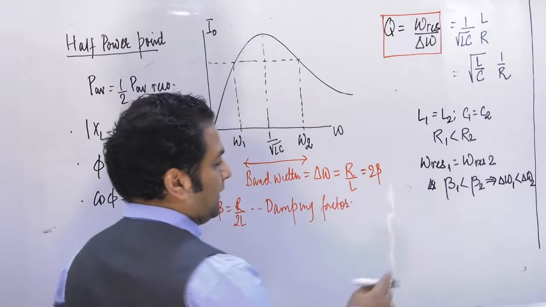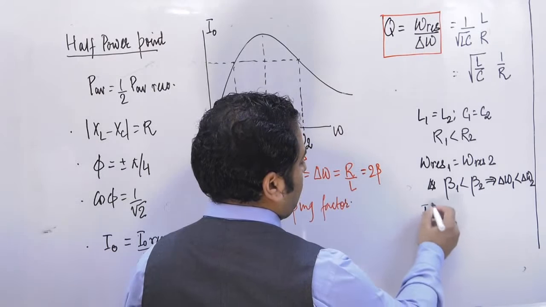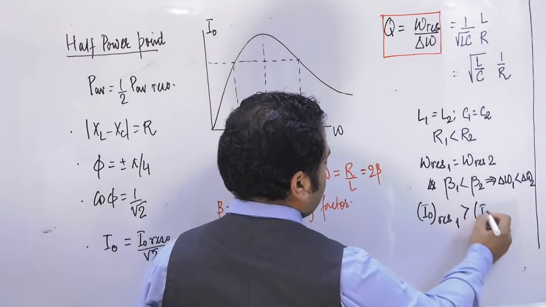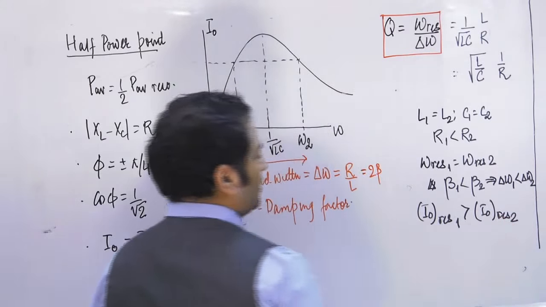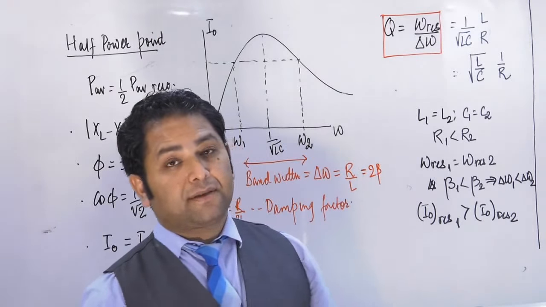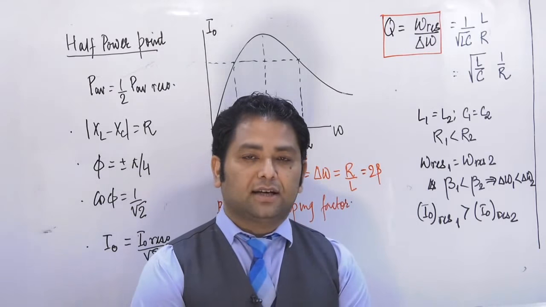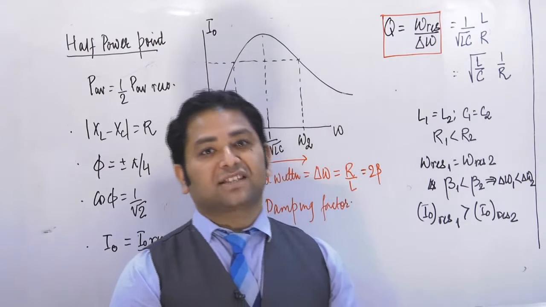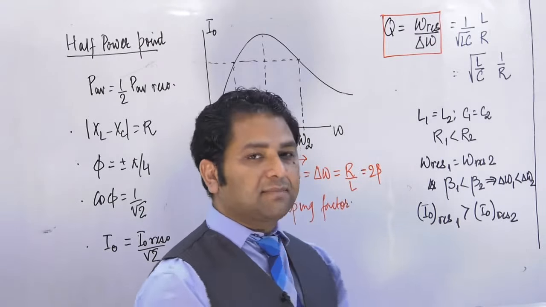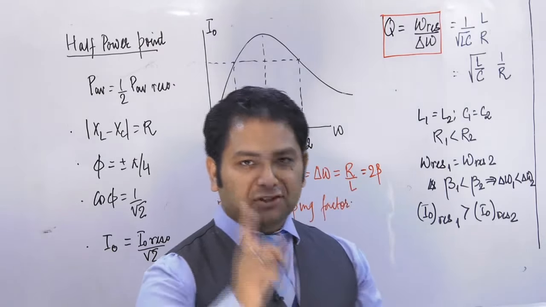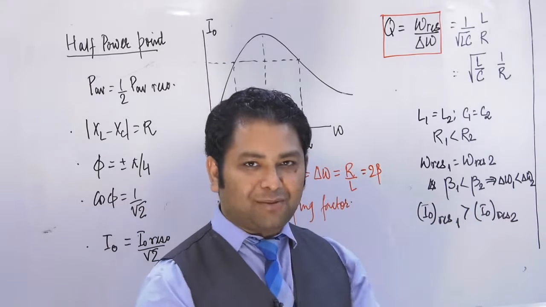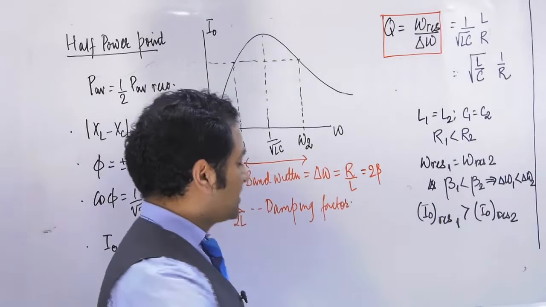And next, let's see, I peak at resonance for 1 would be greater than I peak at resonance for 2. Recall, the peak current at resonance is V peak divided by the resistance. So remember, resistance less means the peak current would be larger. Therefore, don't go for a typical bargaining habit that, oh, the bandwidth is less, so this is a drawback. No, a lesser bandwidth is always an advantage.